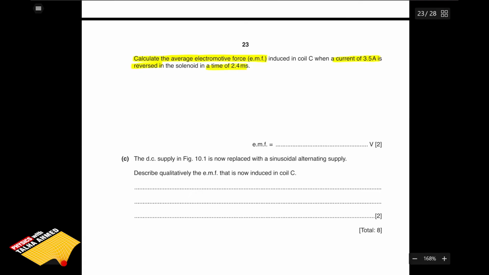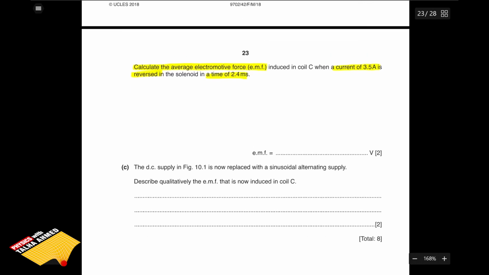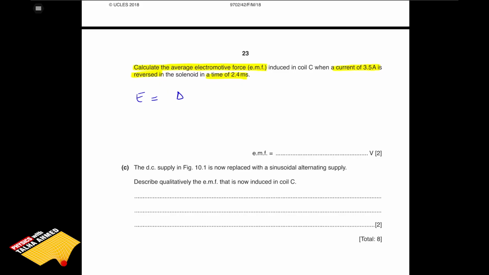Now they're saying calculate the average EMF induced in C when a current of 3.5 amperes is reversed in a time of 2.4 milliseconds. So EMF induced is again going to be found by Faraday's law, but this time you need to use the equation of Faraday's law. So that is change in magnetic flux linkage. So number of turns times the magnetic flux over time.